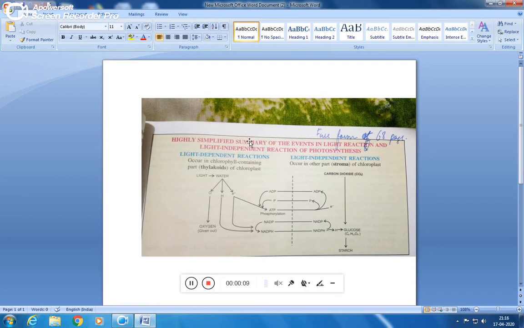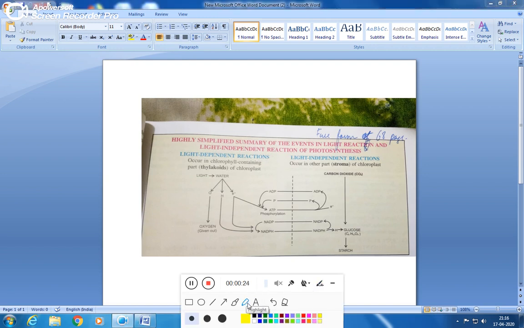Today we will study the two main phases of photosynthesis, that is the light dependent phase and the light independent phase. Starting with the first one, the light dependent phase. Do you know that it is also known as the photochemical phase? Why is it so? Because photo means light and chemical means some chemical reactions are occurring in this phase.